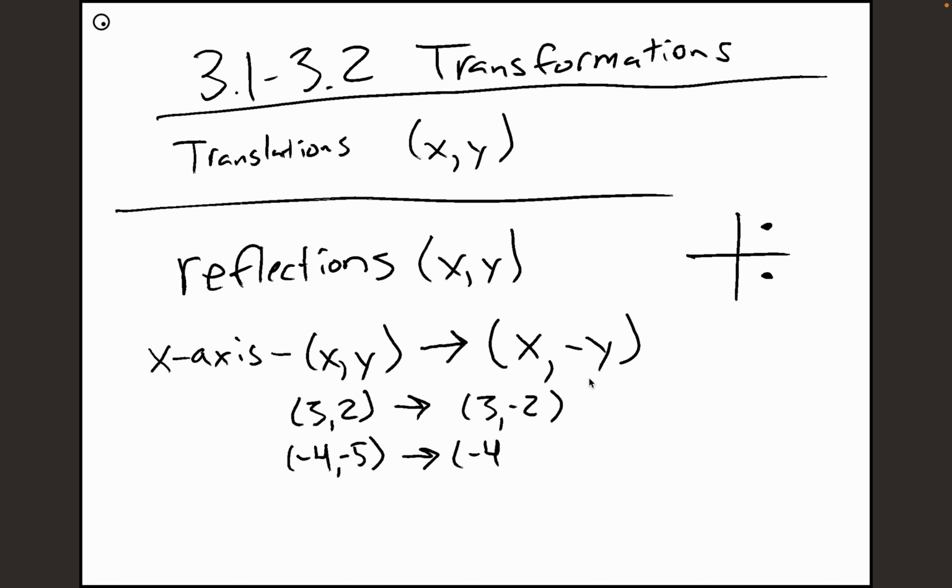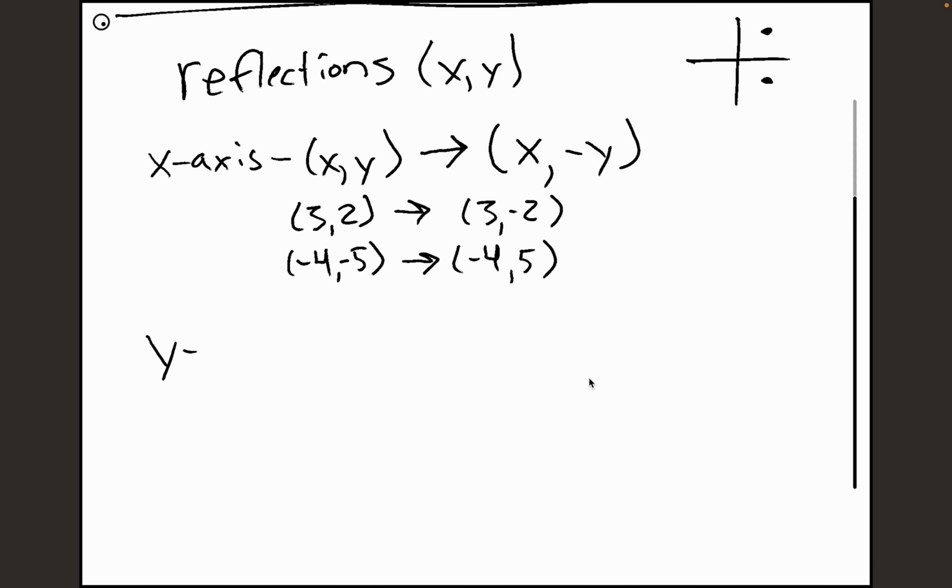Perfect. It'd be negative 4, positive 5. Okay? So you just switch the y-axis. So if it's negative, it becomes positive. If it's positive, it becomes negative. Okay? Seem pretty easy? Now what do you think happens when we cross the y-axis?